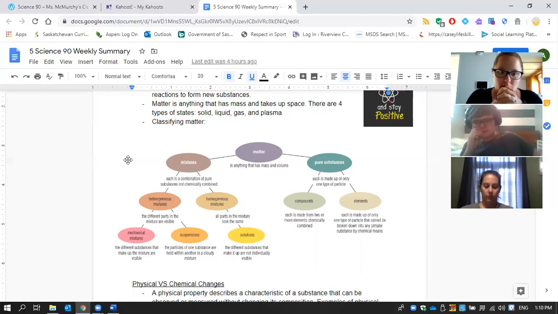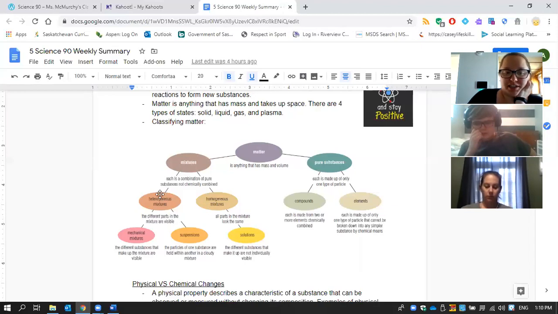And so hetero means different. So it's a different type of mixture is essentially what that word breaks down to. Homogeneous means, homo means the same. So you have a mixture that looks the same is essentially what that one breaks down to. So with homogeneous, all of the parts in the mixture look the same.